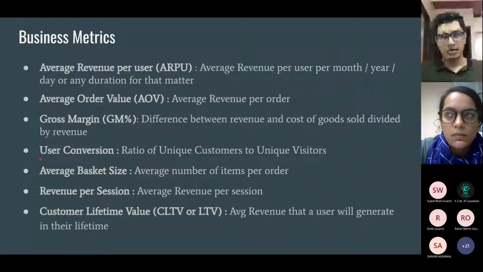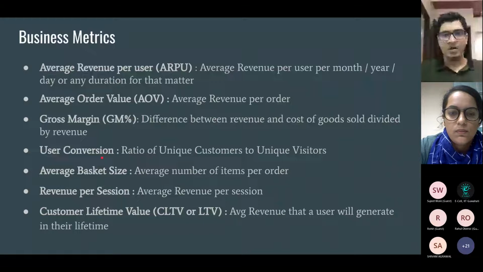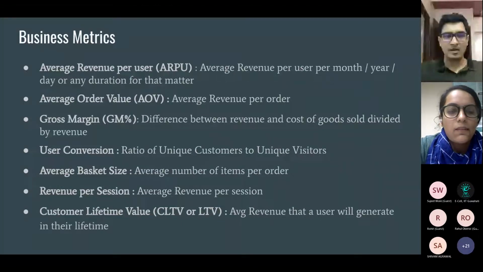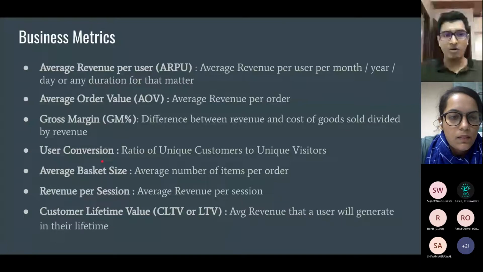User conversion is one of the key metrics that any PM would be tracking. Basically, let's say 100 people visit your app or your website, and out of them 10 place a transaction or do an activity that you are tracking. So that 10% becomes your user conversion. User conversion helps you identify, of all the users who are coming to your platform, app or product, how many of them are converting. And your aim will be to keep improving the user conversion metric.